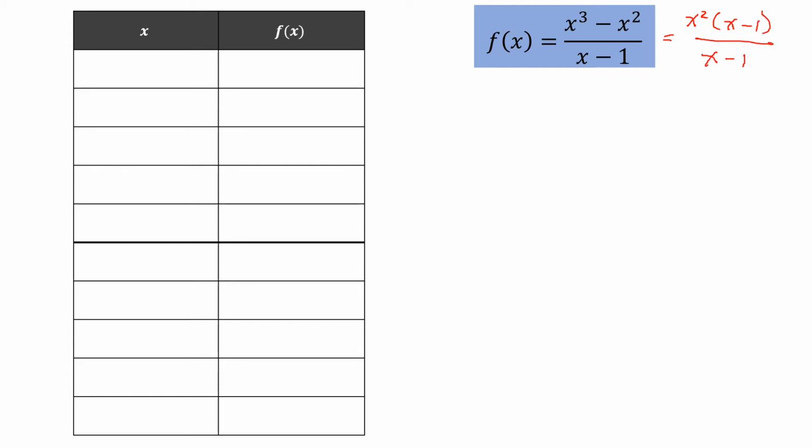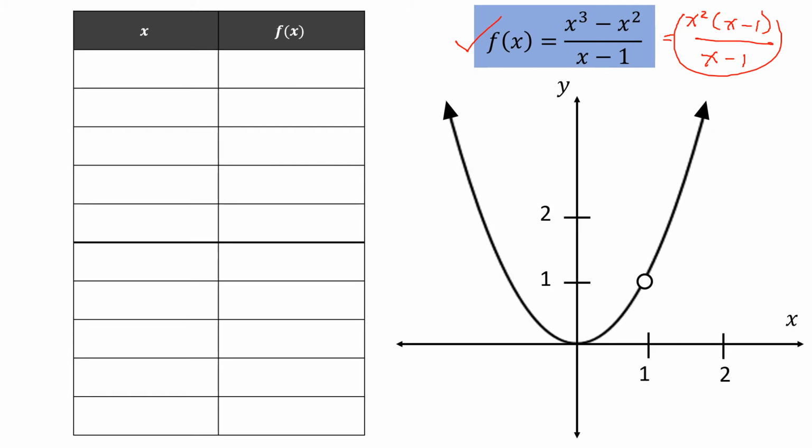Now you might be tempted to just cancel out the x minus 1s in the numerator and denominator, but don't do that because this is how the function is defined. So don't cancel it out. But then again, this simplification actually is helpful for us. And why is that so? Now remember that if you cancel this one out, you get x squared. X squared is actually a parabola, right? If you go ahead and graph that, it looks like this.